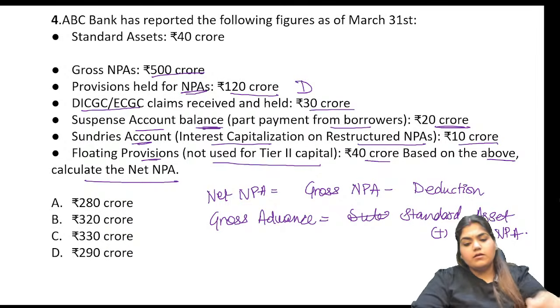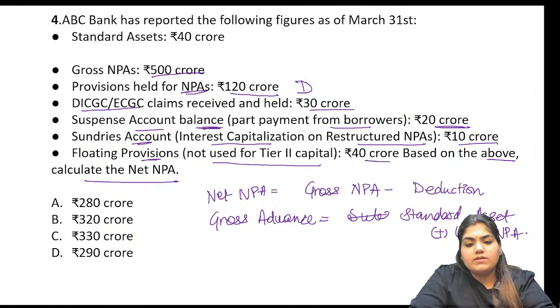Okay, let's start. So I was telling you about gross advances. There was a formula that I was telling you. Net NPA is equal to gross NPA minus the deductions. Gross advances is equal to substandard assets plus gross NPA. What are the things that will come in deductions?